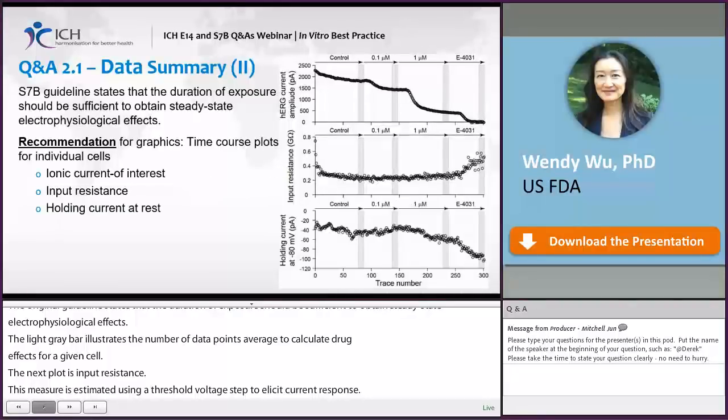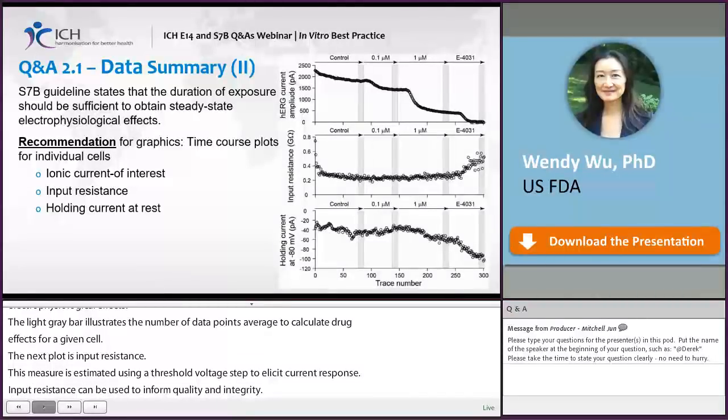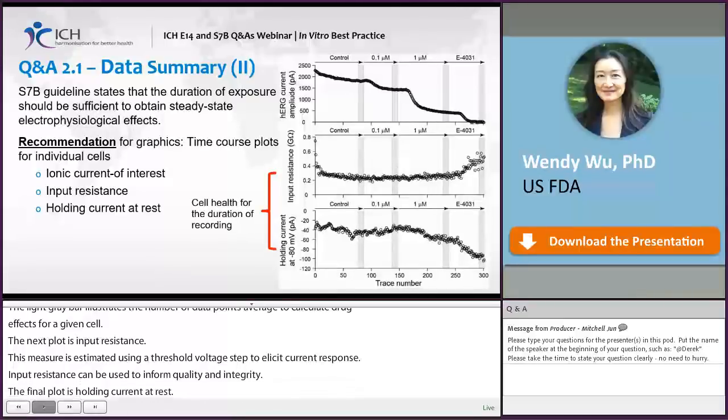Now the final plot is the holding current at rest. This plot, along with the input resistance plot, can be used to indicate cell health for the duration of the recording.